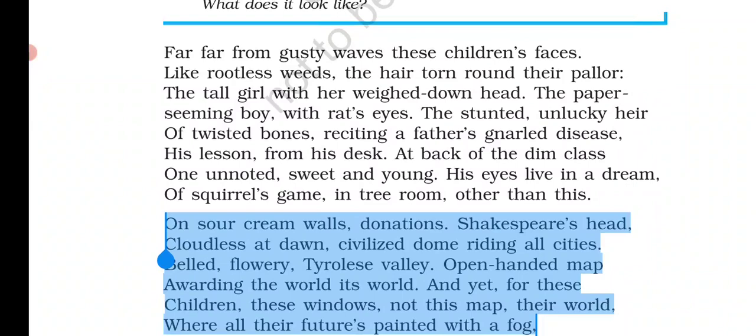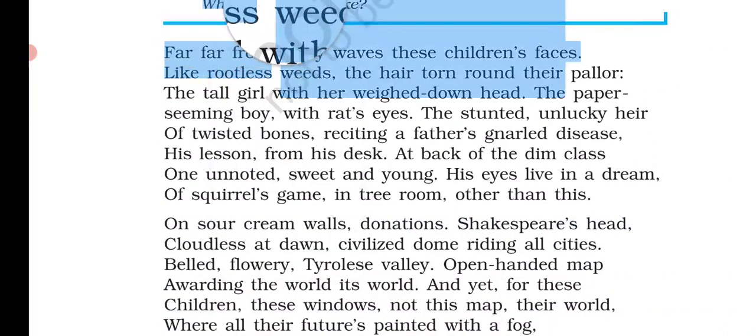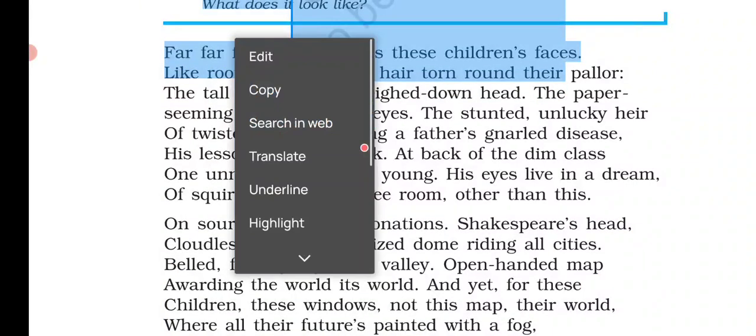Like rootless weeds. Like rootless weed is an example of simile, because children have been compared to discarded and unwanted plants. When you sow seed, when you grow crop, and you find weed in your field, what do you do? You just pull them out, you just uproot them, and you just throw them, right? So that's how these children are. They have been thrown. Nobody's paying attention. They are like discarded ones.